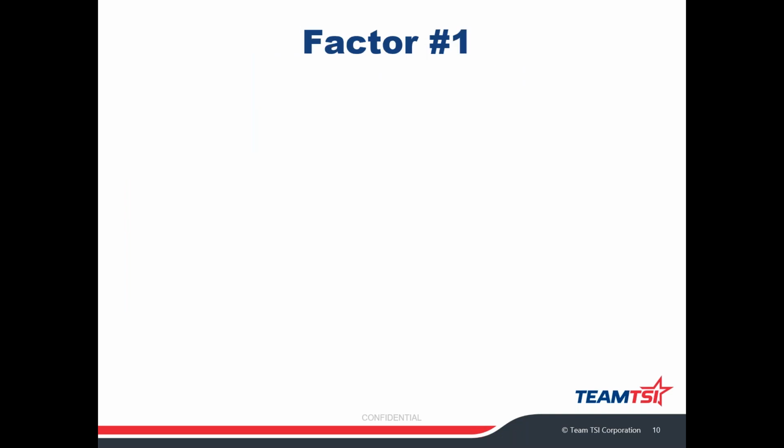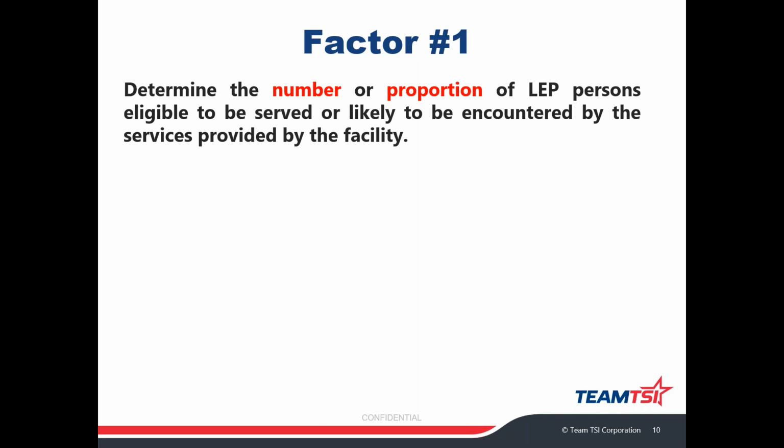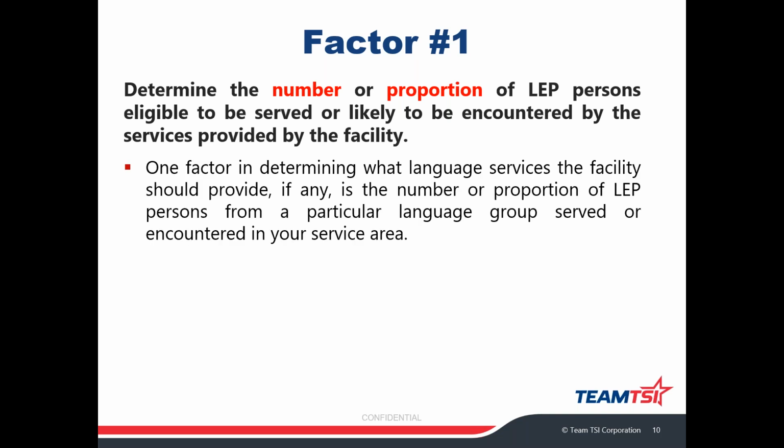So let's look at those four factors. Factor number one, this is where your program must start. Determine the number or proportion of LEP persons eligible to be served or likely to be encountered by the services provided by the facility. So how do we do that? That's the first step. Who's eligible? What are the number of persons that may be included?